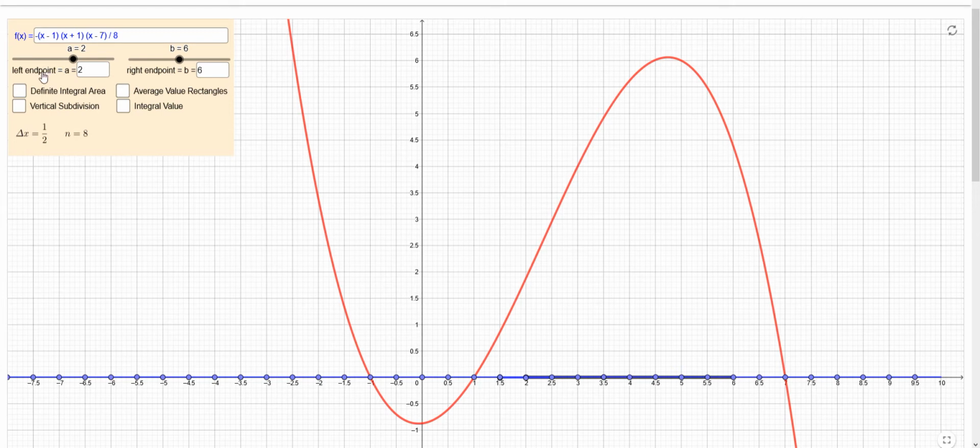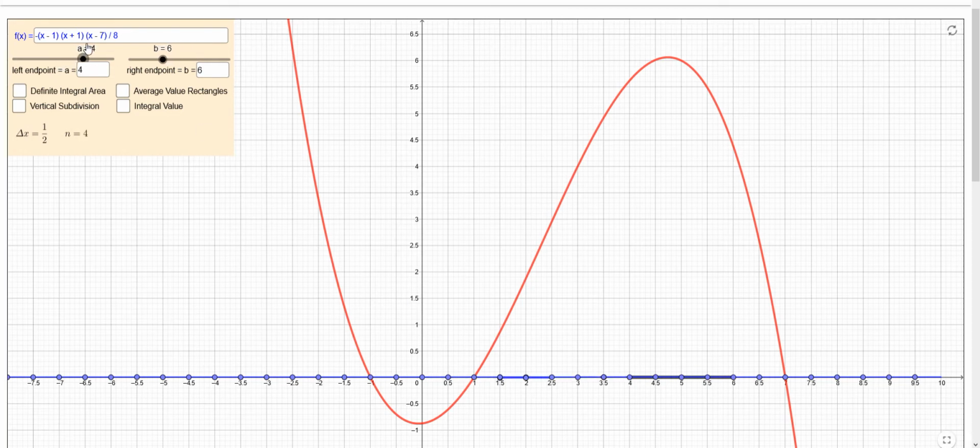So what we're looking at is we have a function here, which we can change the formula for that function. You see it graphed in red. And we have a and b values that define some interval. So in this case, we're talking about 2 to 6. You can see that thicker line on the x-axis moving up and down there, from 2 to 6.